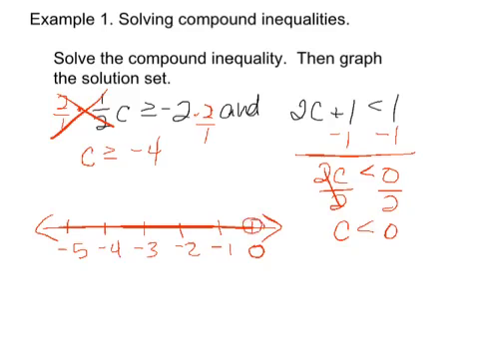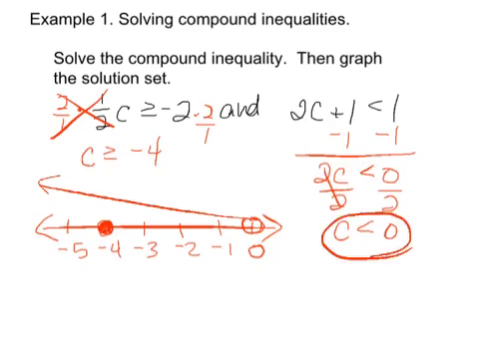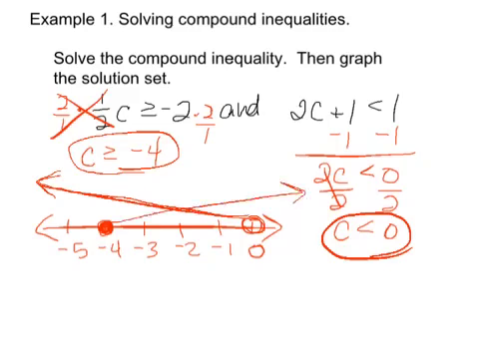Open dot at 0, arrow pointing this way, closed dot at -4. Hold on, if I actually graphed this first one, I would be going all the way over. So the solution of c is less than 0 is an open dot at 0, arrow going all the way to the left. The solution of c is greater than or equal to -4 is a closed dot at -4, arrow going this way.